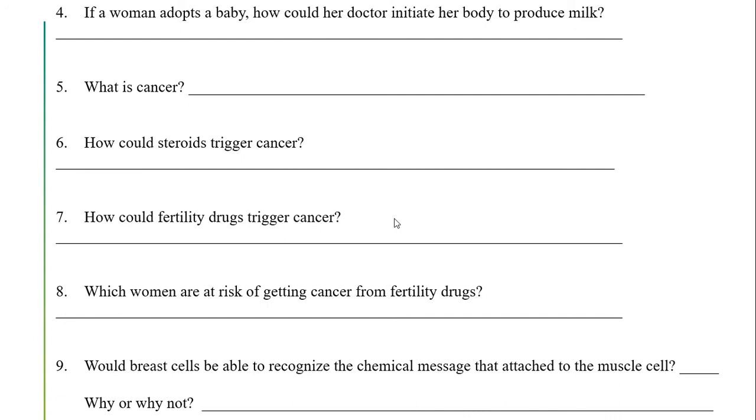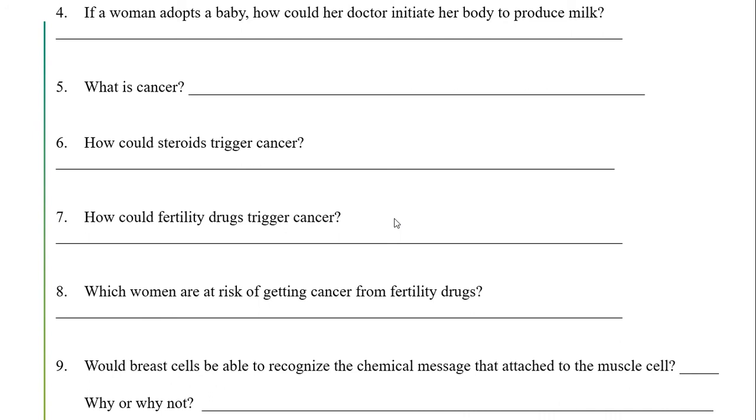How could steroids trigger cancer? How could fertility drugs trigger cancer? Remember what cancer is? Cancer is when cells grow uncontrollably. So anytime you're asking your body to create more cells, that's always a danger. Which women are at risk of getting cancer from fertility drugs? So we talked about that. If it's in your family, if a grandmother has it, if there's some family history.